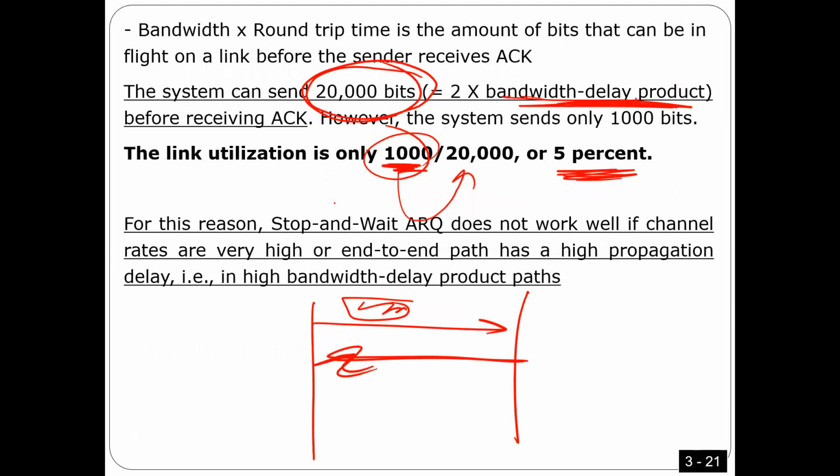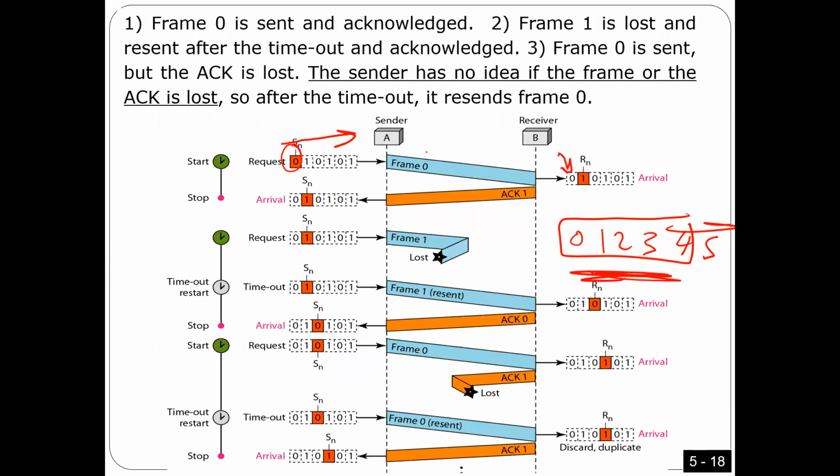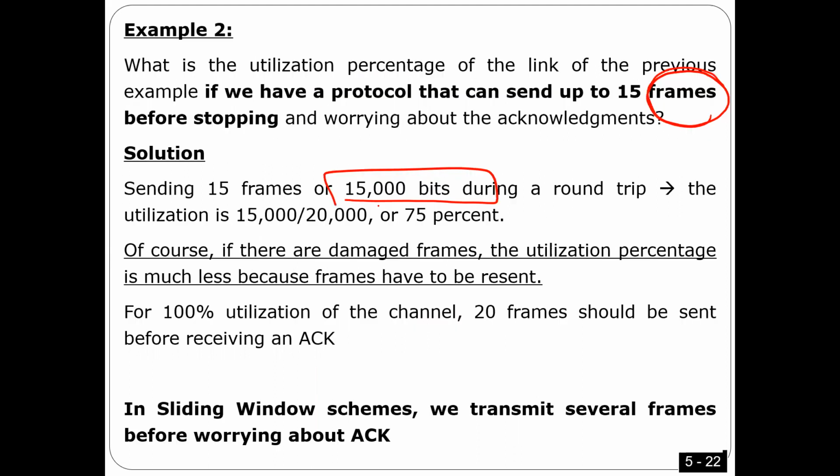Again, instead of thinking one frame and then receiving an acknowledgement, I'm going to transmit 15 frames and receive one acknowledgement for the 15 frames. So in this case, it's going to be 15,000 bits that you are going to transmit. So what is the utilization here? Keep in mind, to fully utilize the channel, you can transmit up to 20,000 bits before you receive an acknowledgement.